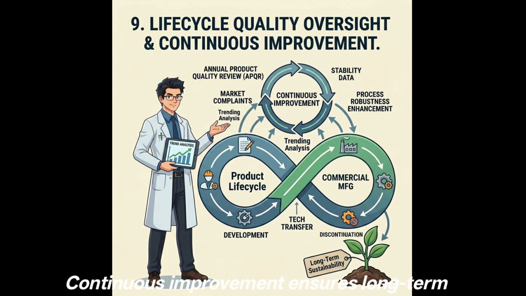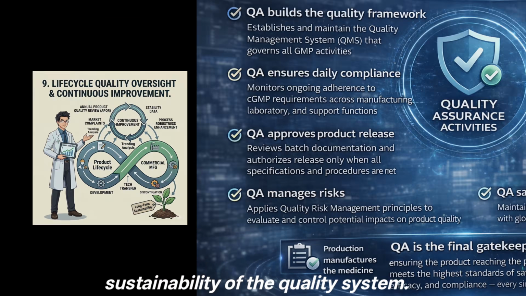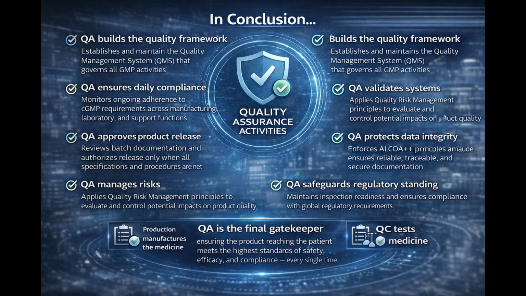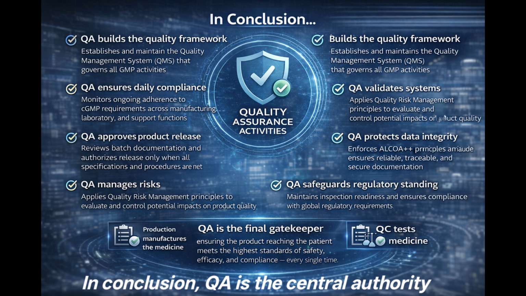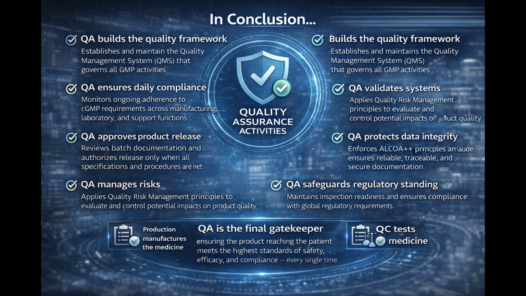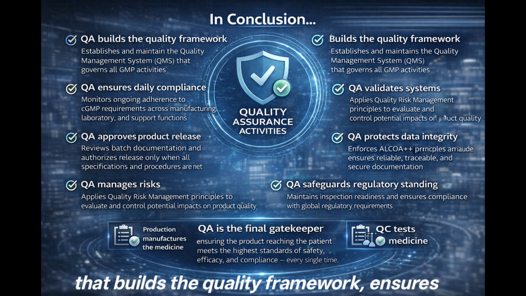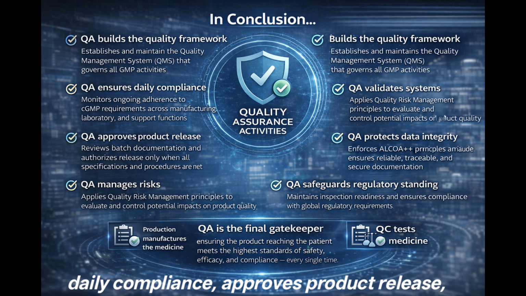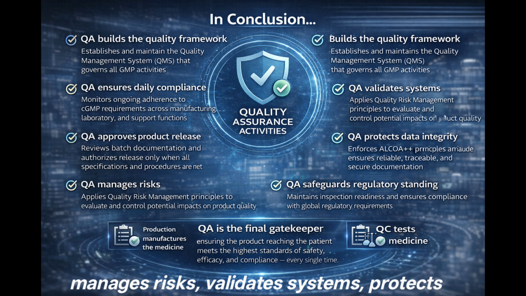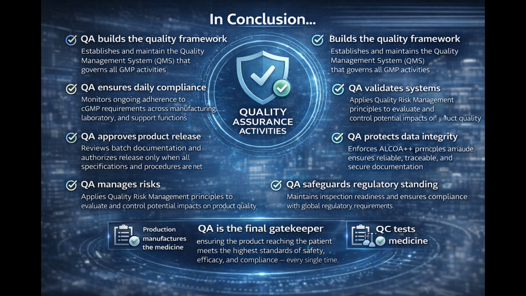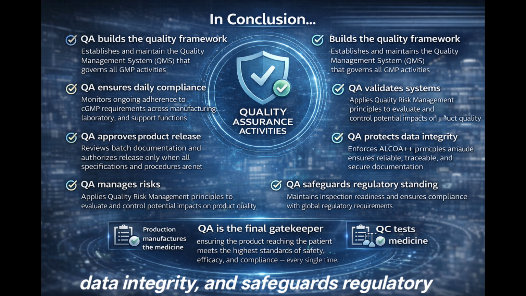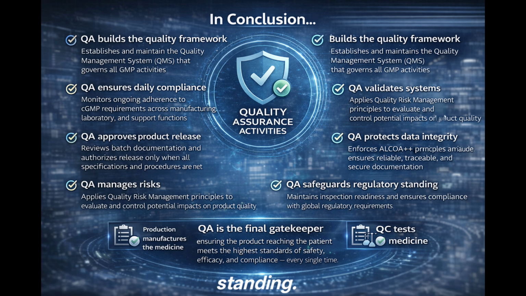Continuous improvement ensures long-term sustainability of the quality system. In conclusion, QA is the central authority that builds the quality framework, ensures daily compliance, approves product release, manages risks, validates systems, protects data integrity, and safeguards regulatory standing.